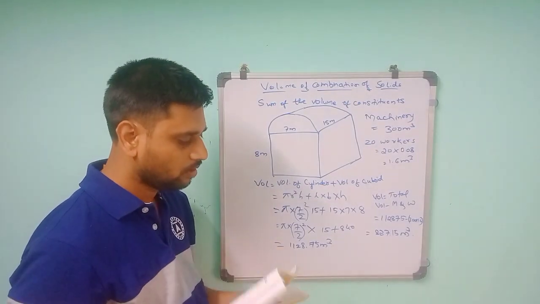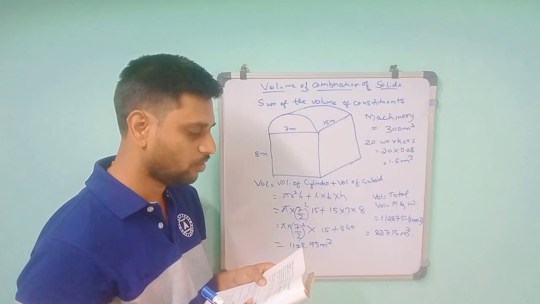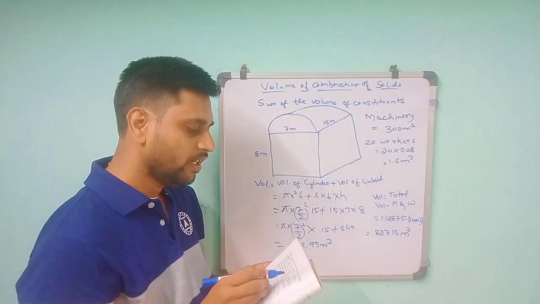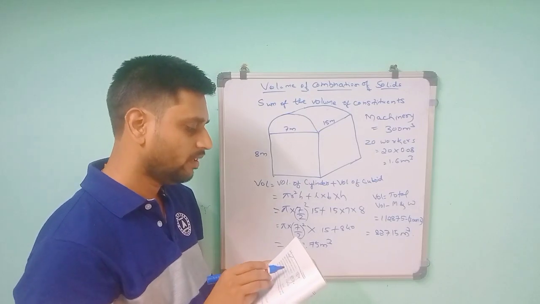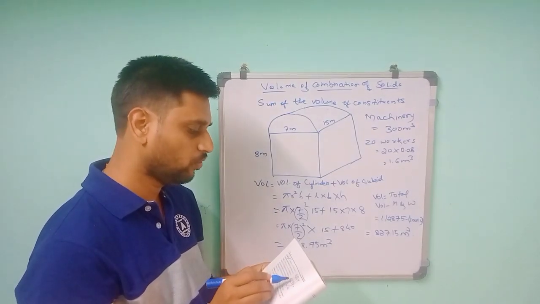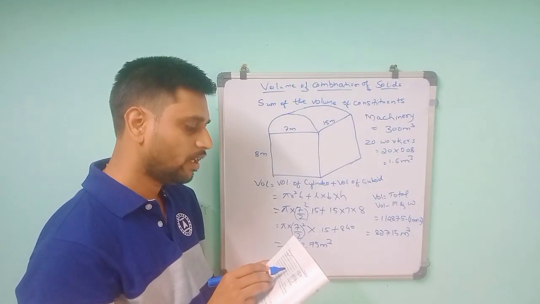Then the seventh one: a solid toy is in the form of a hemisphere surmounted by a right circular cone. As you see in the diagram, that solid toy is made up of a cone and a hemisphere. The height of the cone is 2 cm and the diameter of the base is 4 cm. Determine the volume of the toy.